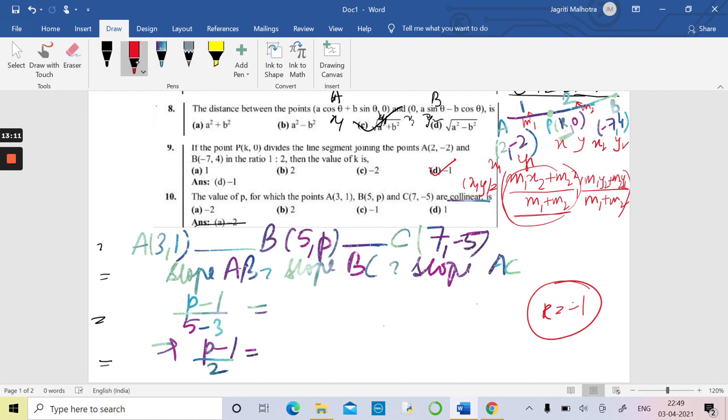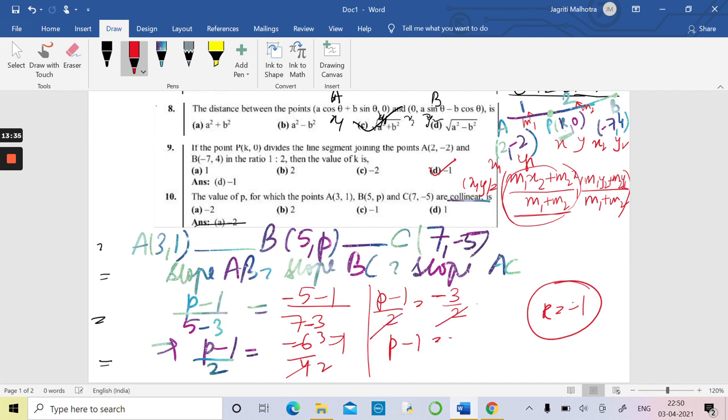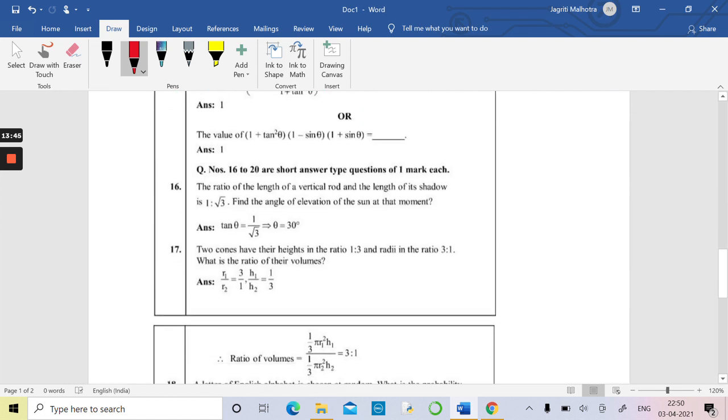Okay, slope AC equals (minus 5 minus 1) upon (7 minus 3). I just took it so it will ease our calculation part. That is minus 6 upon 4. This gives (P minus 1) upon 2 equals minus 3 by 2, as 2 twos are 2 threes are 6. So P minus 1 equals minus 3, and P equals minus 3 plus 1, which is minus 2. This means this is our correct option.